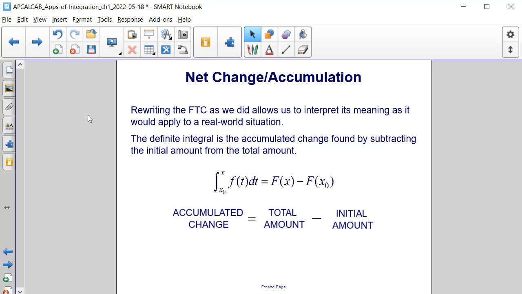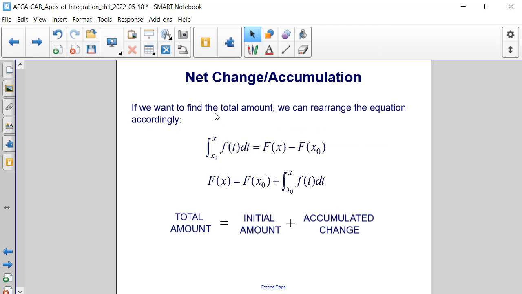Rewriting the fundamental theorem of calculus as we did allows us to interpret its meaning as it would apply to a real-world situation. The definite integral is the accumulated change found by subtracting the initial amount from the total amount. So here's that last formula that we had broken down in terms of words. The accumulated change is equal to the total amount minus the initial amount.